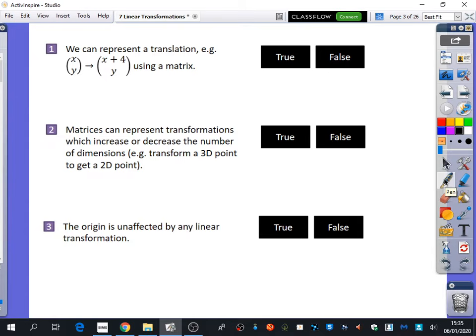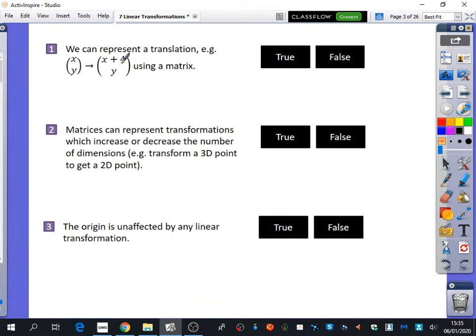So, I've said, number one, we can represent a translation, so taking a coordinate x, y, and just adding 4 to the x coordinate. We can represent that using a matrix multiplication. Can we do that, true or false? False, yeah. Do you remember what I said earlier?